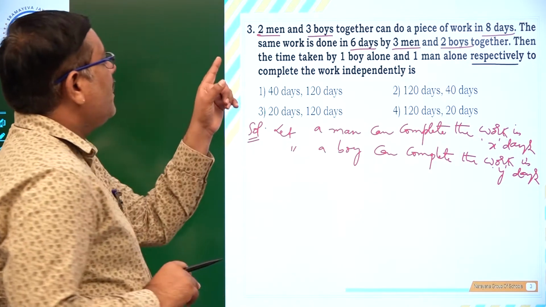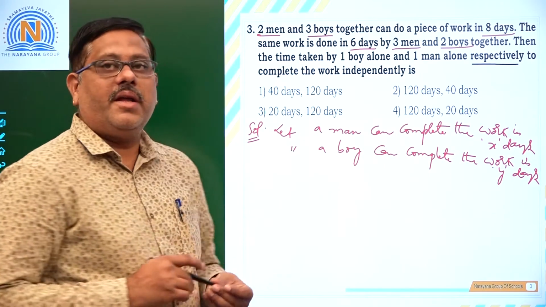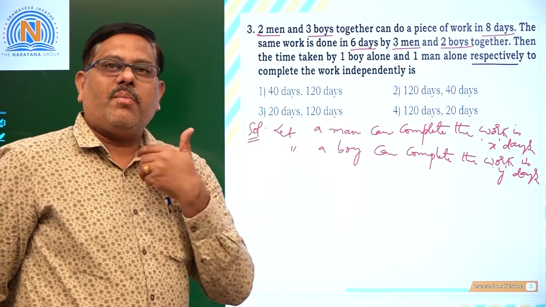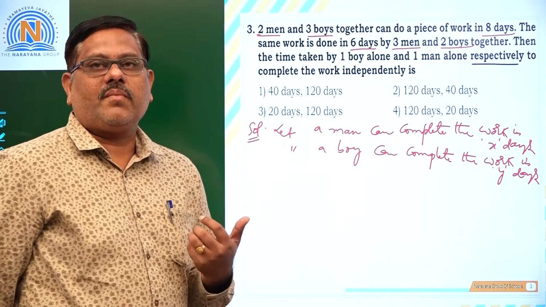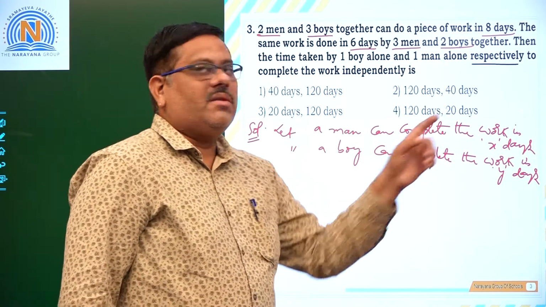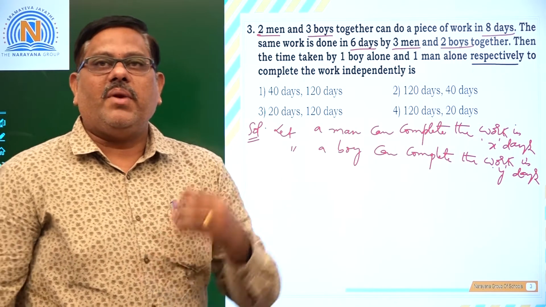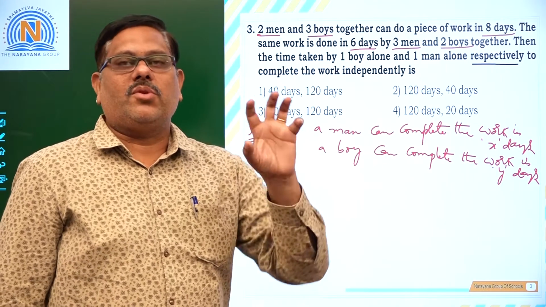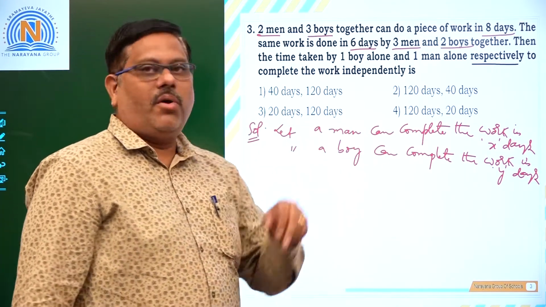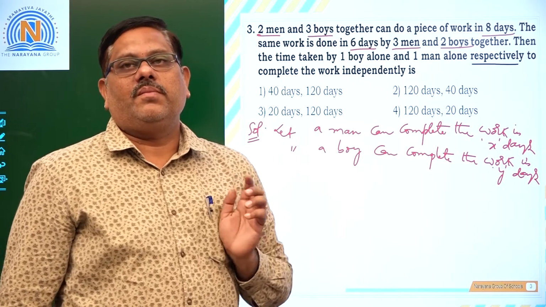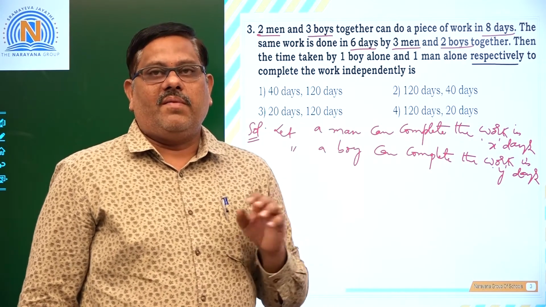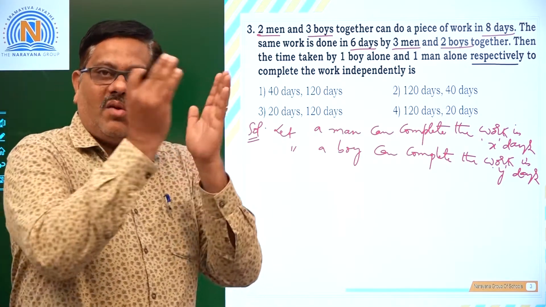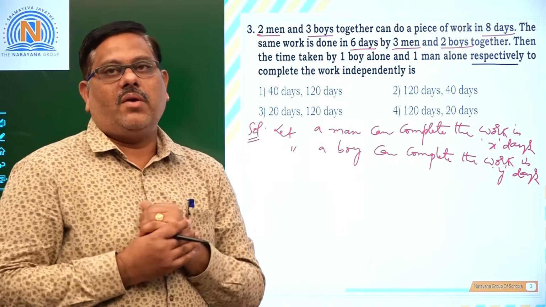Now, 2 men and 3 boys together can do a piece of work in 8 days. Then what to do? Whenever you are solving these kind of problems, consider the 1 day portion of work, how much they can complete. If a man can complete the work in X days, in 1 day he can complete 1 by X portion of the work. The work done by a man in 1 day is 1 by X portion of the work. Similarly, the work done by the boy in 1 day is 1 by Y portion of the work. If work can be done in X days, in 1 day he can do only 1 by X of the portion of the work. That is what we have to consider.